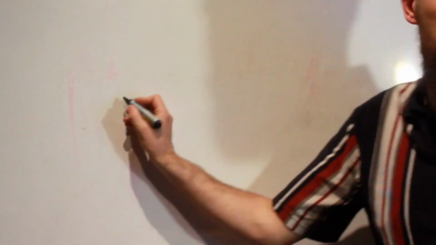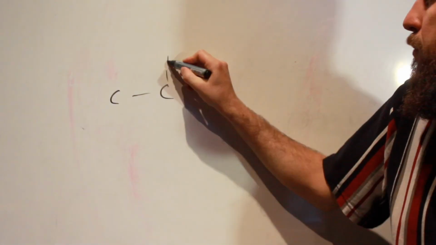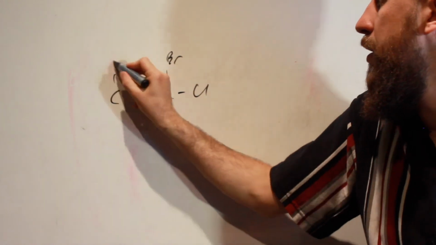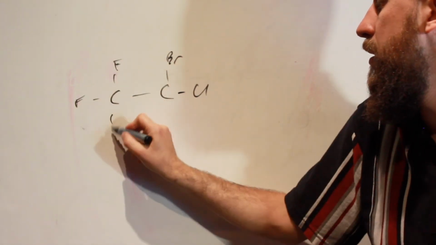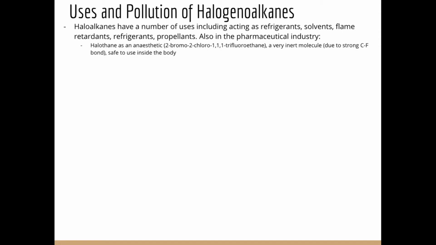So what have we got? If I find my pen. We've got an ethane, 1, 2. We've got 2-bromo, 2-chloro, 1,1,1-trifluoro. F, F, F. Like that. So it is a very inert molecule due to very strong C-F bonds, safe to use inside the body, and it can act as an anesthetic. So put you to sleep.